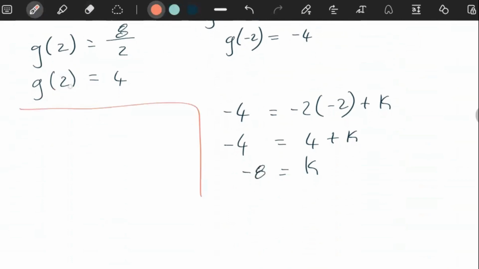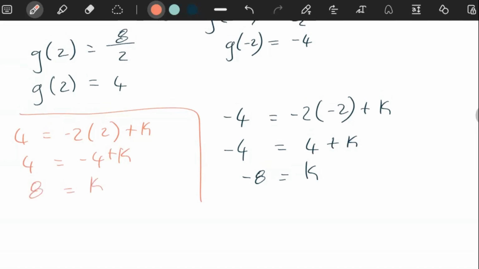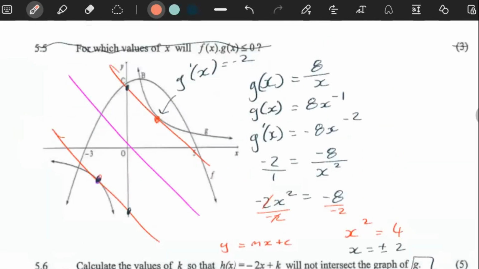And the other one, putting in this coordinate, it's going to be 4 here. -2 multiplied by 2 plus k. This is -2 times 2, that's -4. And then here, if the 4 goes over to the other side, that's a +8. So what we know is that if the graph of h is this first red line, this value is 8. If it is this other red line, this value is a -8.